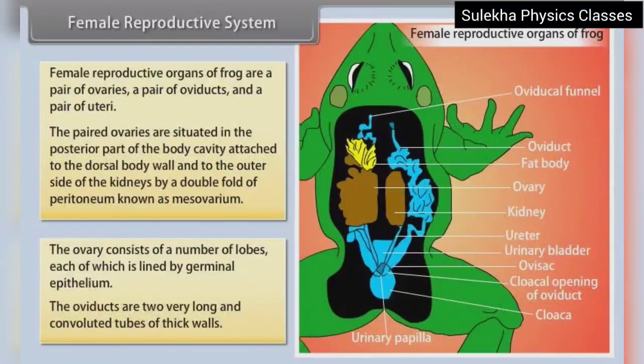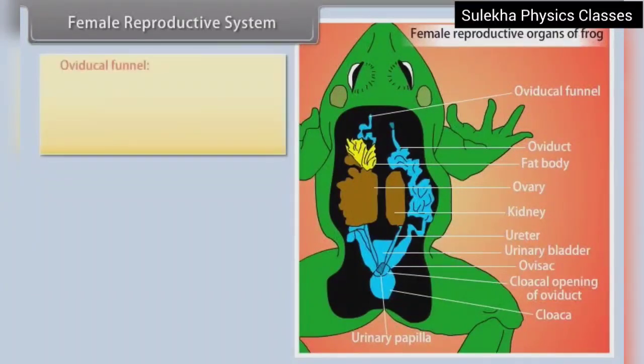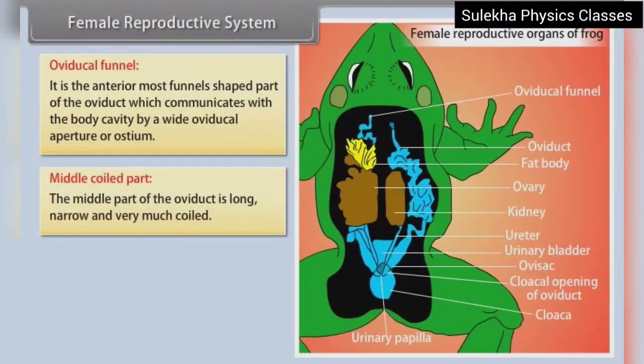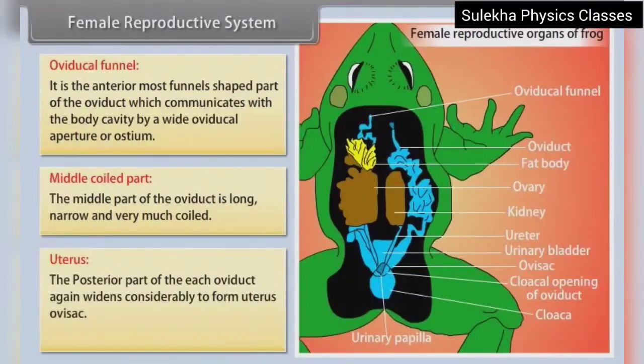The oviducts are two very long and convoluted tubes of thick walls. The oviduct is distinguished into three regions. Oviducal funnel: it is the anterior-most funnel-shaped part of the oviduct, which communicates with the body cavity by a wide oviducal aperture or ostium. Middle coiled part: the middle part of the oviduct is long, narrow, and very much coiled. Uterus: the posterior part of each oviduct again widens considerably to form the uterus or ovisac. The fertilization in frog is external.